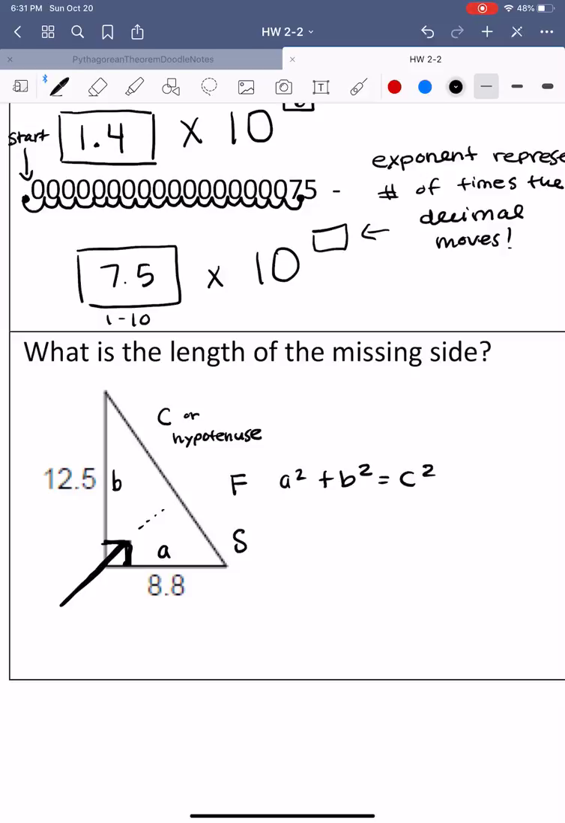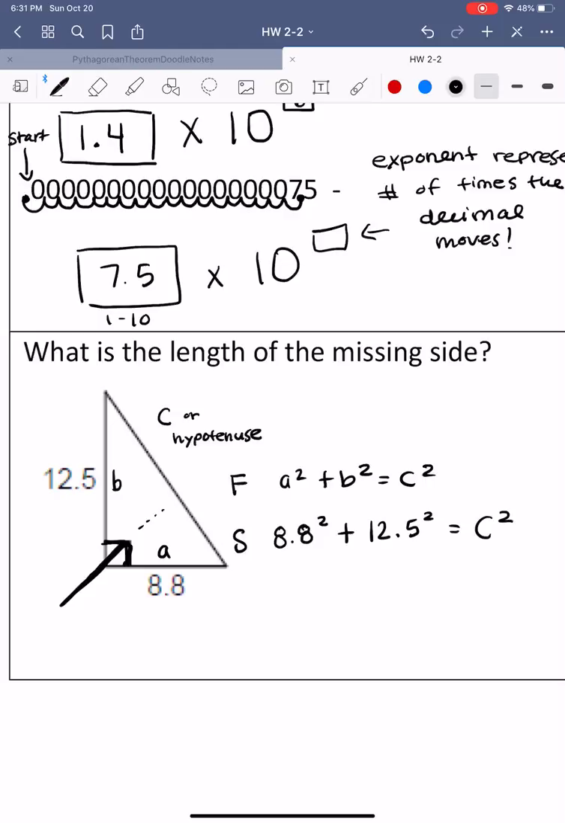And as I substitute my numbers, I have 8.8 squared plus 12.5 squared equals c squared. So these ones are decimals, but it's still the same thing. Squared is the same thing. So when something is squared, you're multiplying it by itself. So it's just saying what's 8.8 times 8.8.